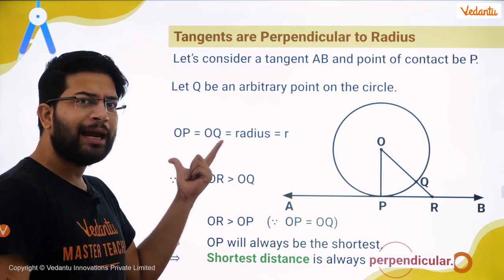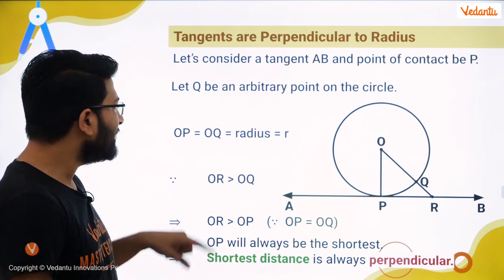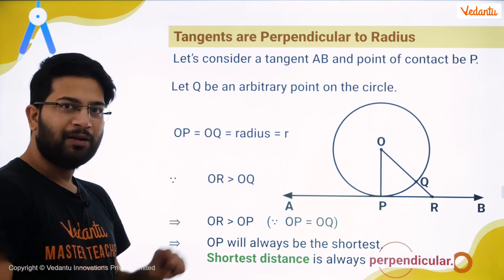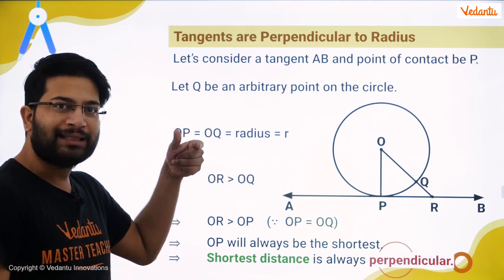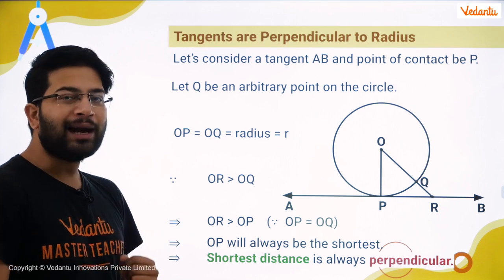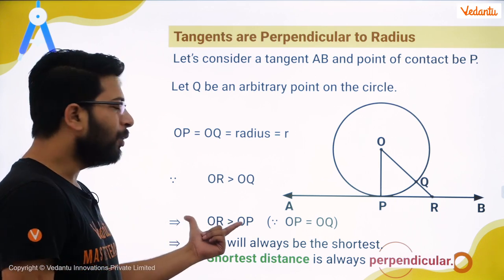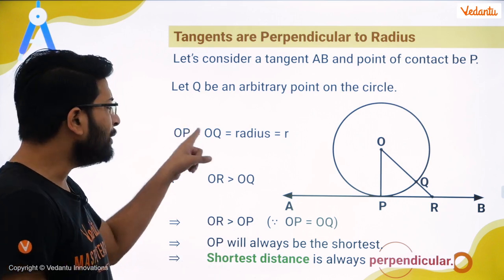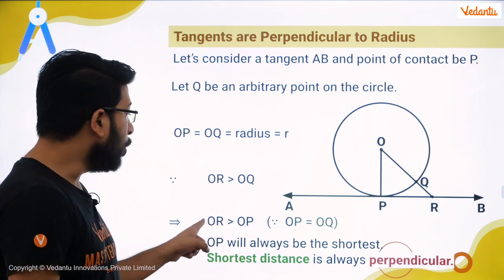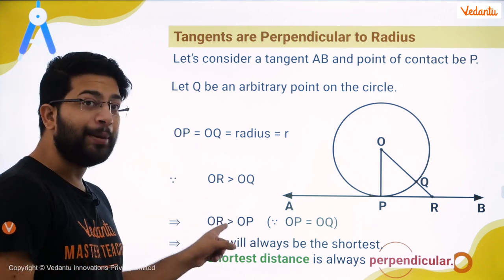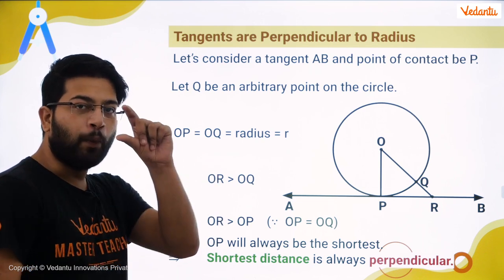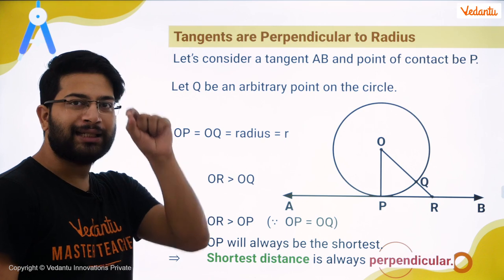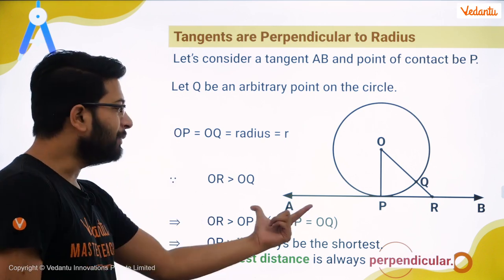If OP and OQ are equal, can we say that OR is greater than OQ? We can see very easily, OR is greater than OQ. If OR is greater than OQ, then OR is also greater than OP. Why? Because OP and OQ are equal. That means OR is greater than OP. We can say OP is the smallest distance. OP is the smallest distance of the point O from the tangent.